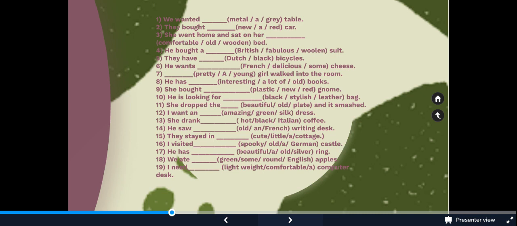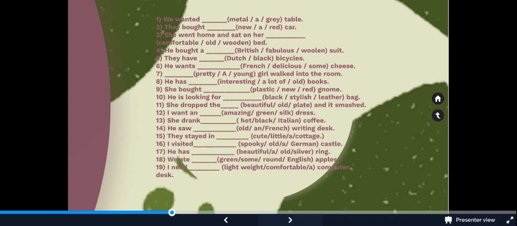Third one: she went home and sat on her dash bed. Comfortable, old, wooden. So old comes first: old, comfortable, wooden bed. Fourth one: he bought a dash suit. British, fabulous, woolen. Fabulous is an opinion, so that we have to mention first. Then comes the origin, British, and after that, material: fabulous, British, woolen. Fifth one: they have dash bicycles. Black, Dutch bicycles. Black color, Dutch origin.